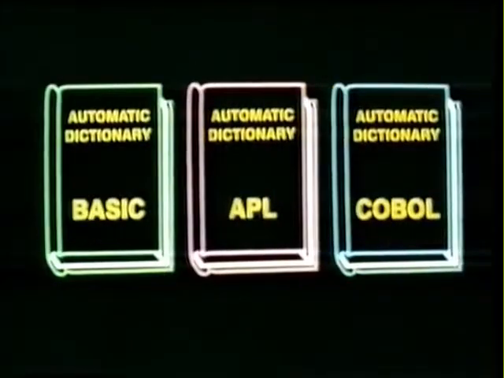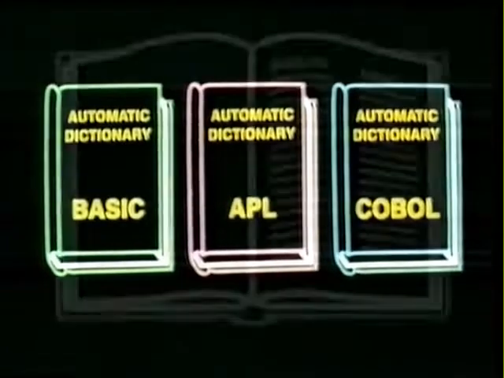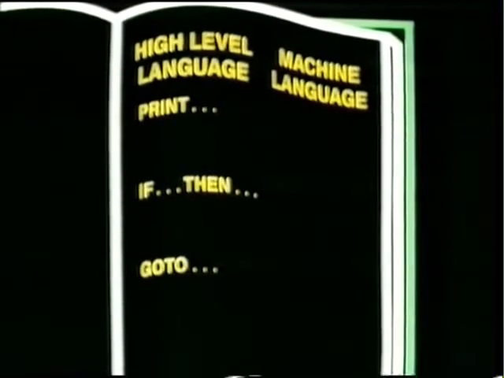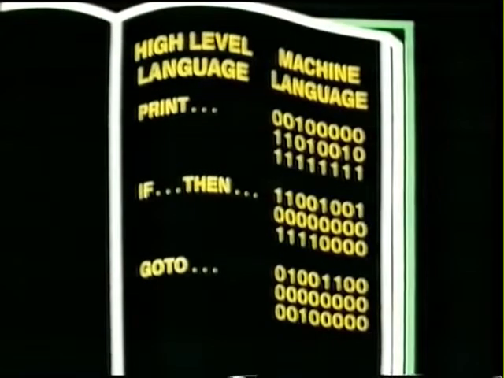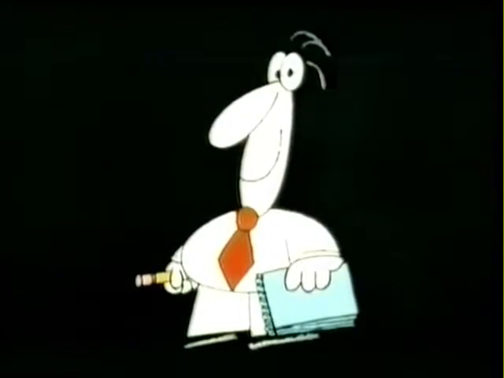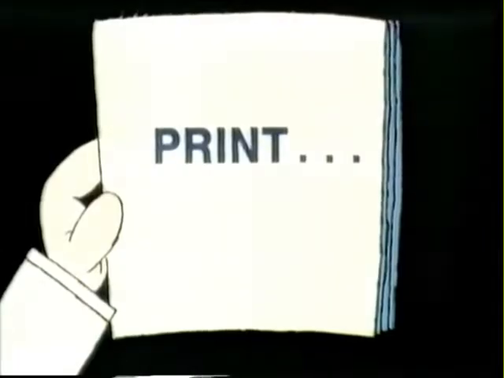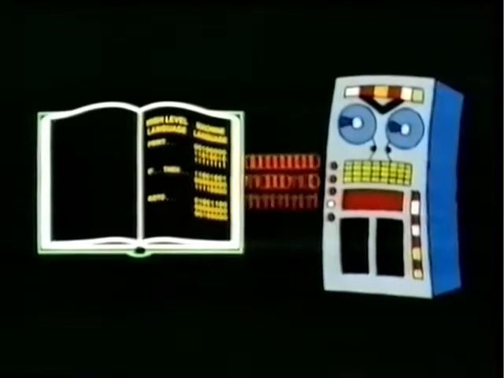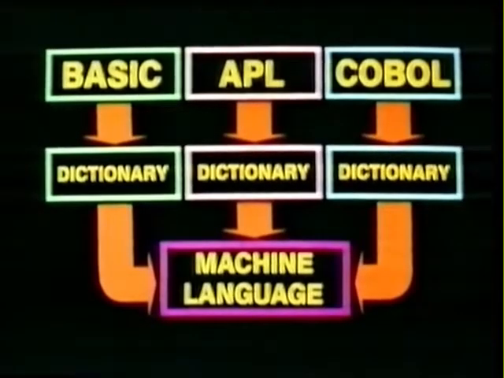And then they prepared automatic dictionaries, which, just like English-French dictionaries, contained a list of all the vocabulary of the particular high-level language in one column with its machine language equivalent in a second column. Then, whenever someone wanted to use a key word or symbol or procedure in the high-level language, this dictionary would look it up, find out what it meant in machine language, and pass this on to the computer. These dictionaries, which automatically translated from a high-level program into a low-level machine language program, were in fact themselves programs, translator programs.